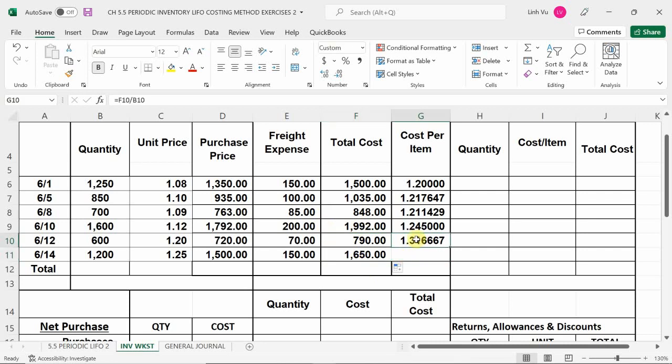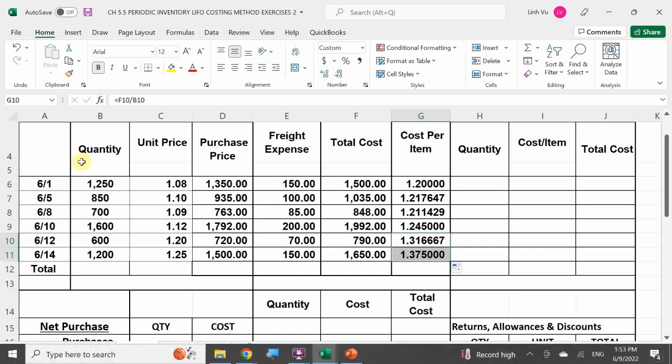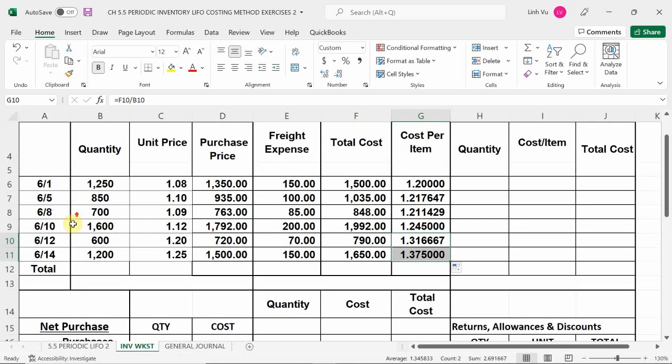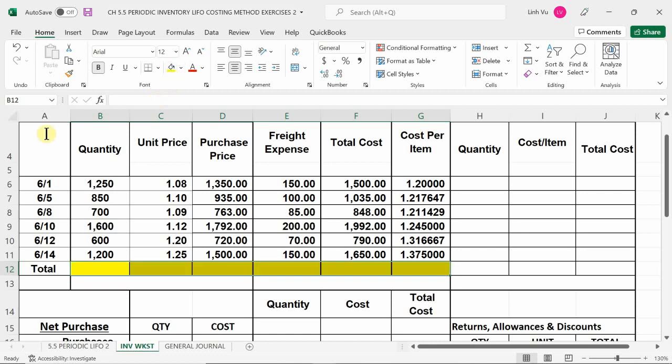1650 spread across 1,200 units will give you a cost per item of $1.375. So another split penny. Okay. Now the great thing, now that we finished the accounting period, we need to go ahead and solve for our totals so we can start calculating our cost of goods sold.